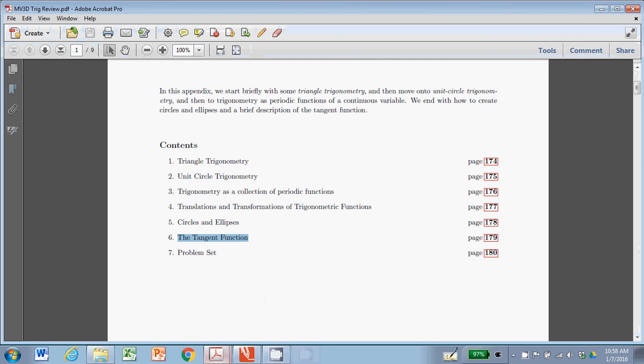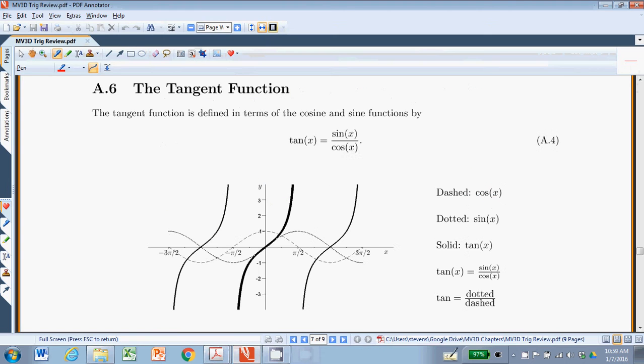In this appendix, we've covered quite a few subtopics from trigonometry. We had triangle trig, unit circle trig, and considered them as periodic functions. We transformed these around, made some ellipses and circles, but we sort of stopped talking about the tangent function by the second part of this. So here, in our final video, part 6, we're going to discuss the tangent function. I'm going to go to that page and open it up in full screen mode.